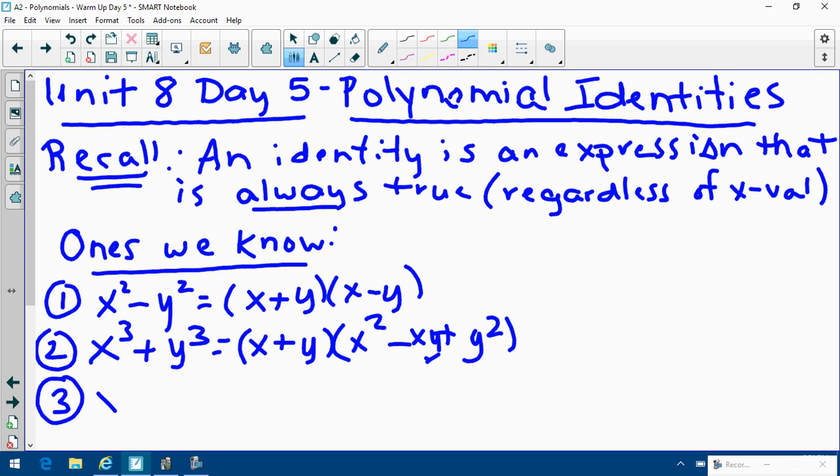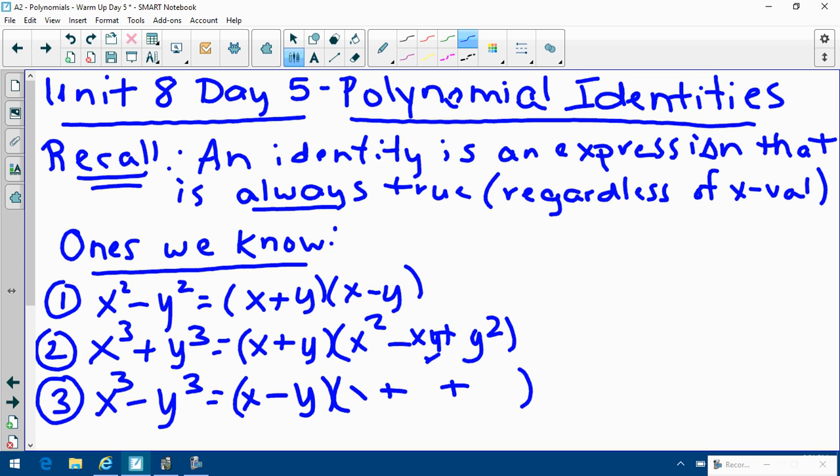And the last one that we did in the warm-up, kind of the same idea, x cubed minus y cubed. We know that's minus plus plus, x and y, x squared plus xy plus y squared. So in the past we've looked at these as factoring exercises, but we also look at them as identities. They're an equation that's true no matter what values x and y take.